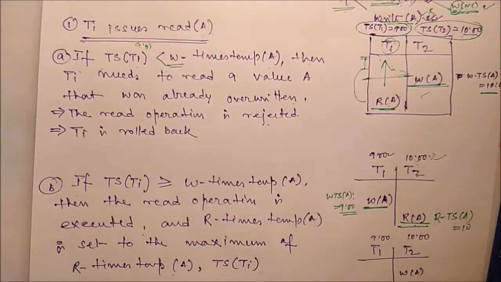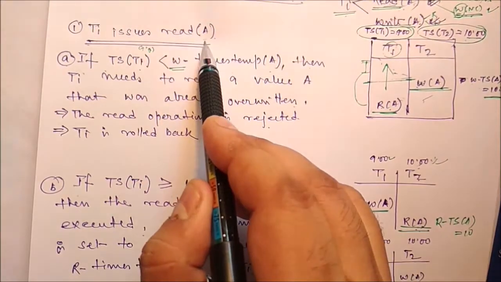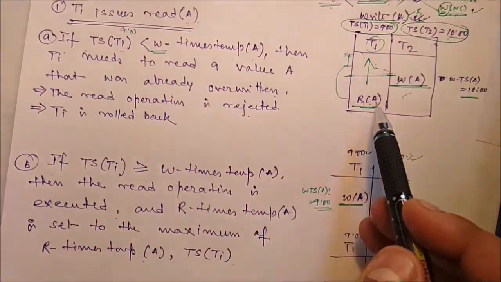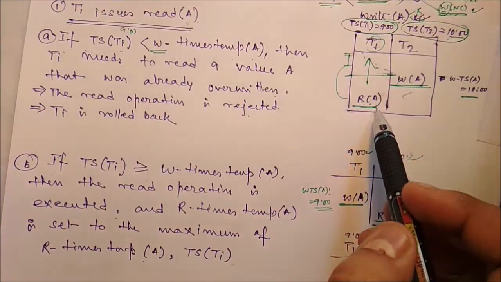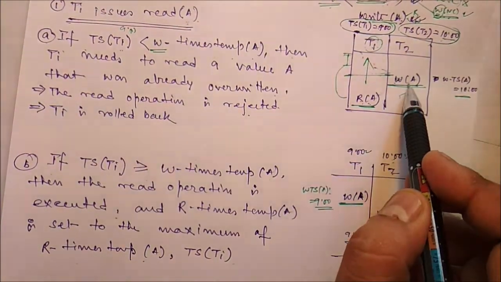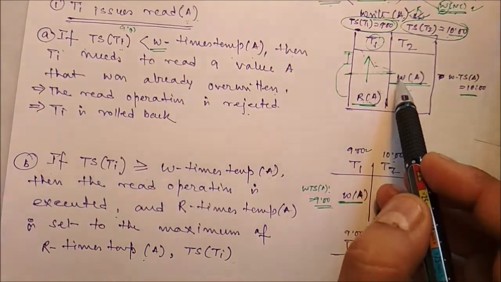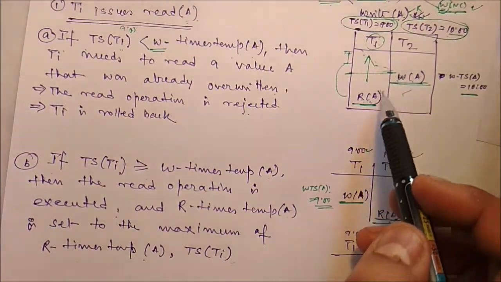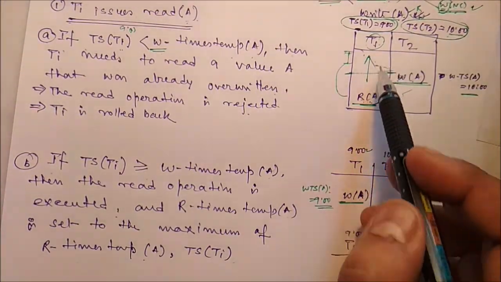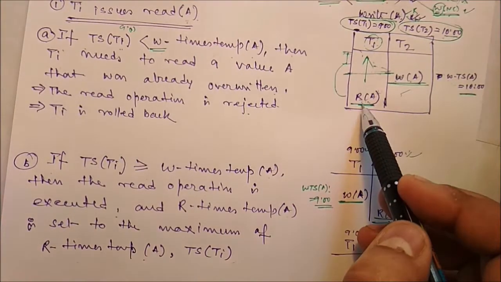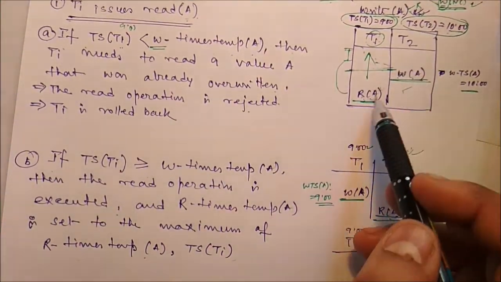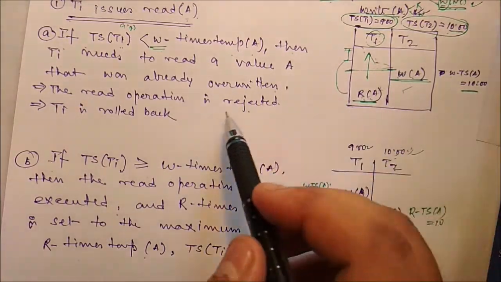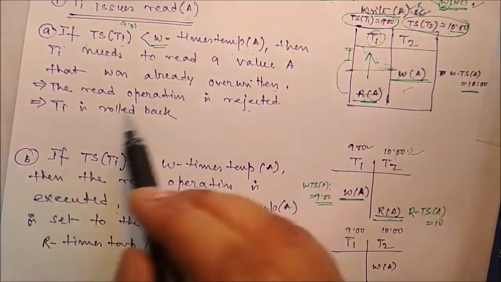Are you getting this one? So if Ti issues a read operation and TS(Ti) is less than the W-timestamp, now T1 transaction tries to read this particular variable which is already overwritten. Ti must execute this read operation before that write operation, but here Ti tries to read after this update operation, so definitely it is not possible. We cannot swap this particular transaction from this position to this place, because both are non-compatible with each other. So definitely that read operation is rejected and Ti is rolled back.